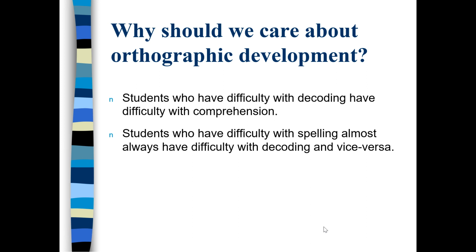Students who have difficulty with spelling almost always have difficulty with decoding, and vice versa. If a student can't look at a word and break it apart and put it back together, blending and segmenting, which we talked about in phonological awareness, the students aren't going to be able to decode. And as we see in the previous statement, if a student can't decode very well, they can't comprehend what they're reading. Our overall goal in teaching reading is to teach kids how to understand what they're reading. So this is extremely important for us to teach our students, so that they are able to make meaning of what they read.